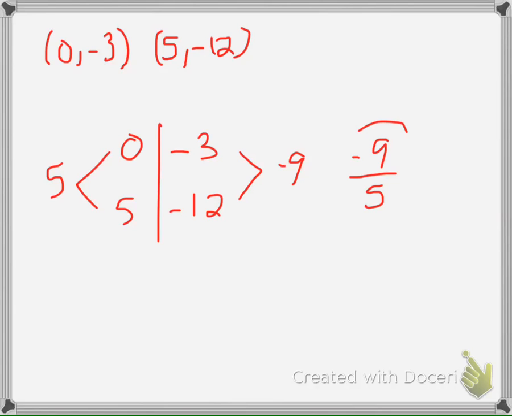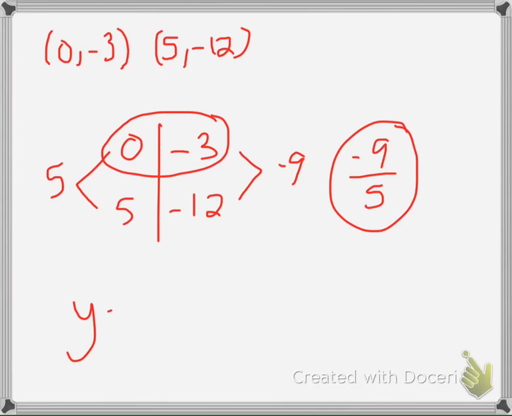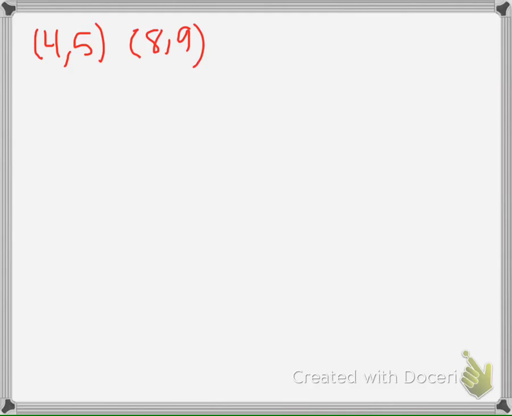Okay, there's my slope. I'm going to keep that as a fraction. And now I get to write my equation because in my table I already have my y-intercept. So y equals negative 9 over 5 x minus 3. So that's my y-intercept right here. Okay, not too bad. Next, again, set it up as a table.